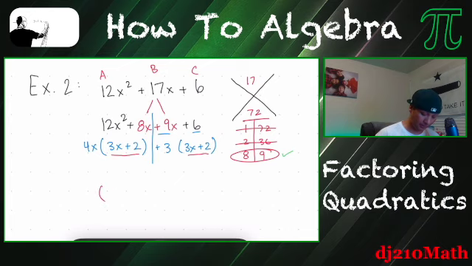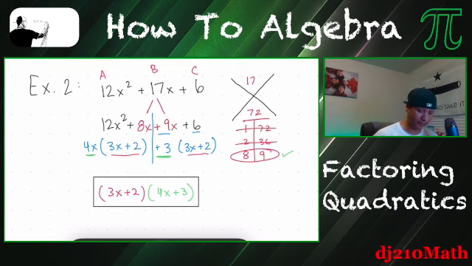So that's going to be one of our factors. And the parts that are outside, left over, 4x plus 3, that's our other factor. 4x plus 3. And here are the two factors of 12x squared plus 17x plus 6, using the AC method.